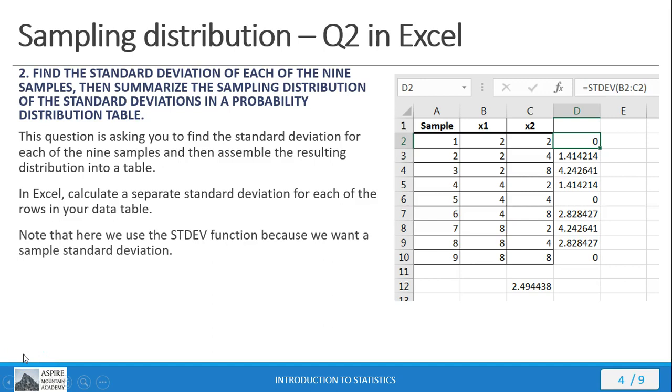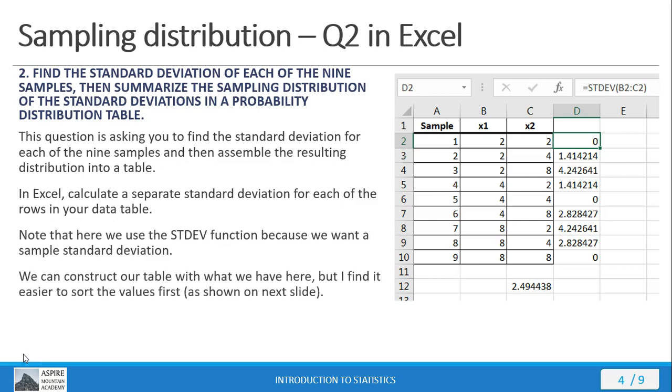And then after using that STDEV function, I'm going to take these numbers and I'm going to have to sort them out. The best way to do that, as we're going to see in a minute, is I'm going to have to copy them into a different column in order to sort them out right.